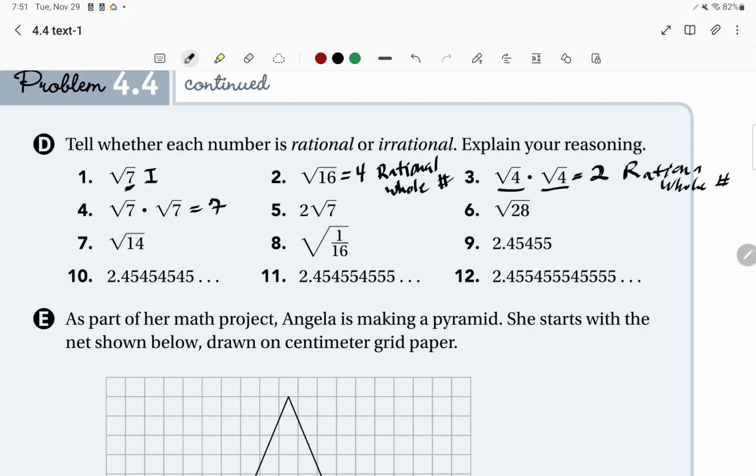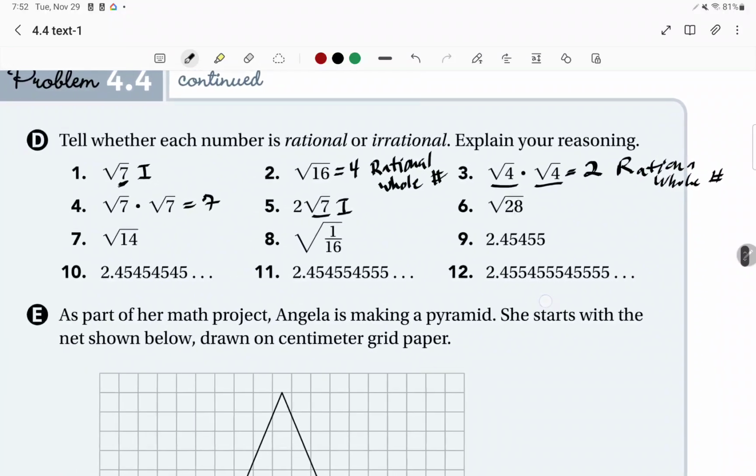Number 5, the square root of 7 times 2. Again, the square root of 7 is an irrational number. So an irrational number times 2 will always be an irrational number. An irrational number times any number will always be an irrational number.